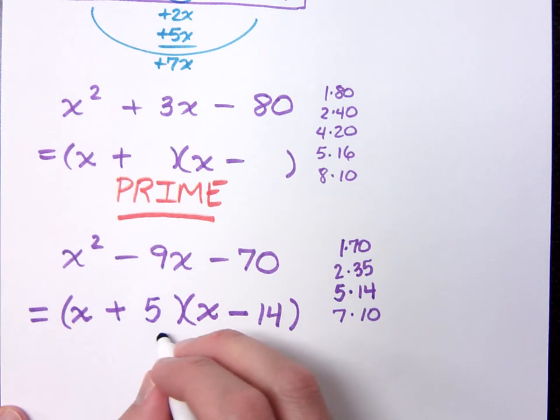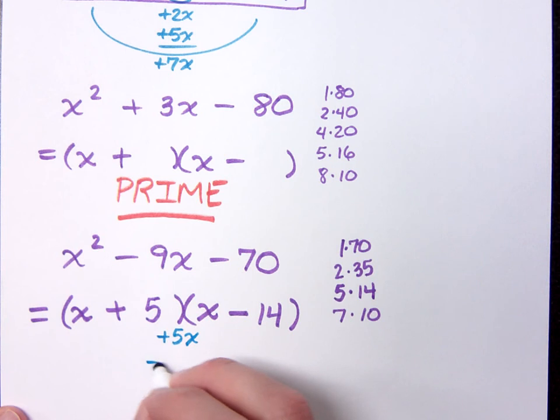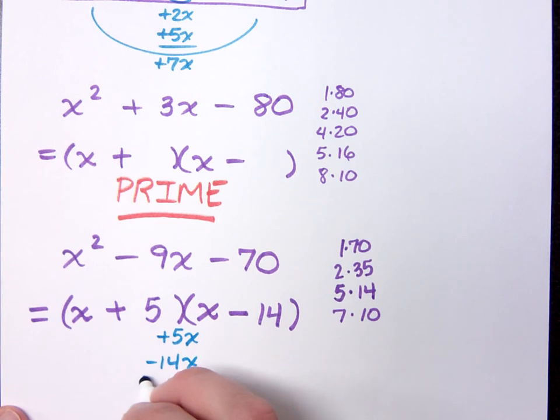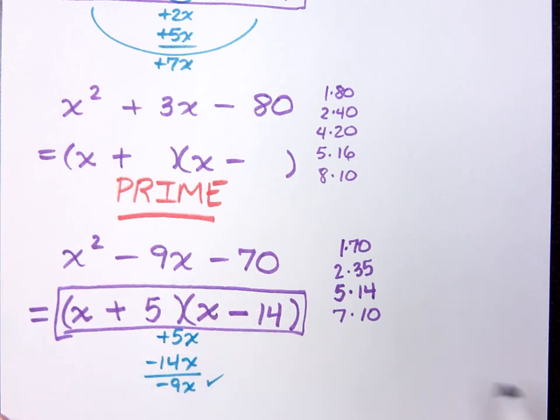When you check this, you get a plus 5x in the middle, negative 14x on the outside, so altogether we have the negative 9x we were looking for. Questions about that?